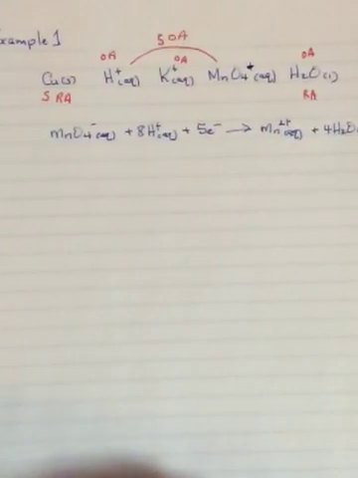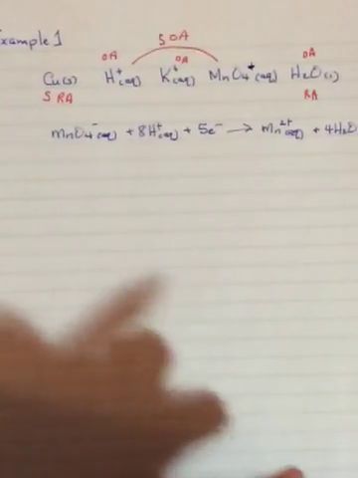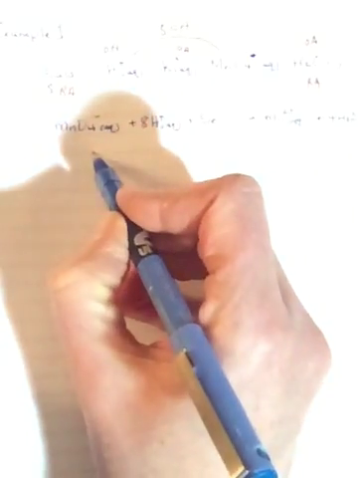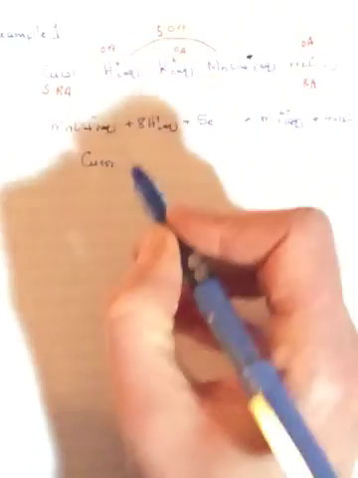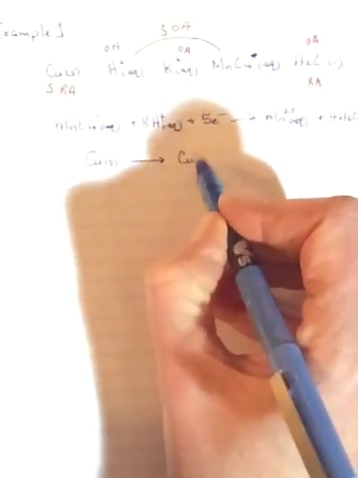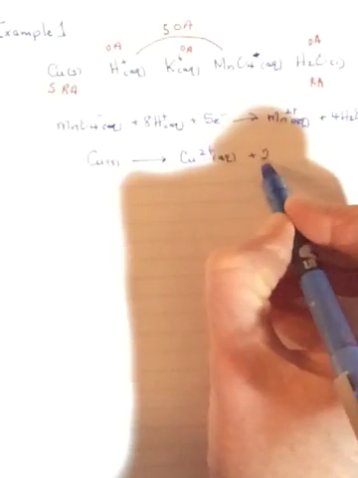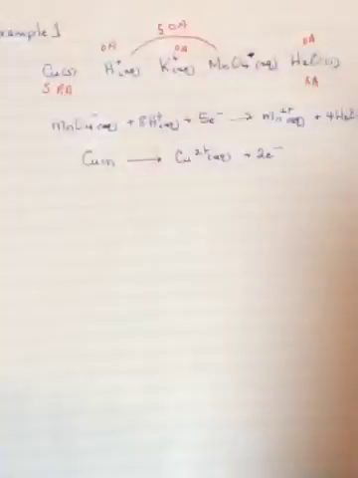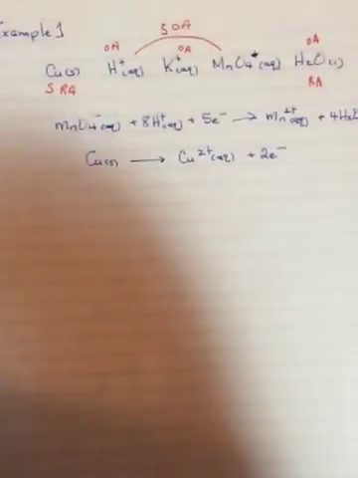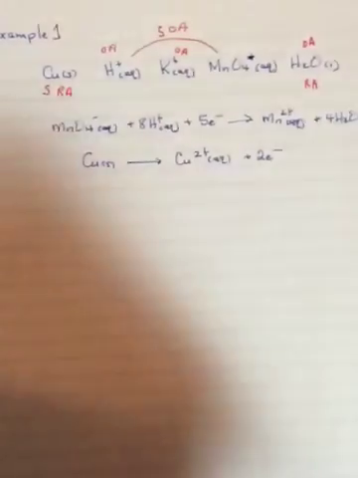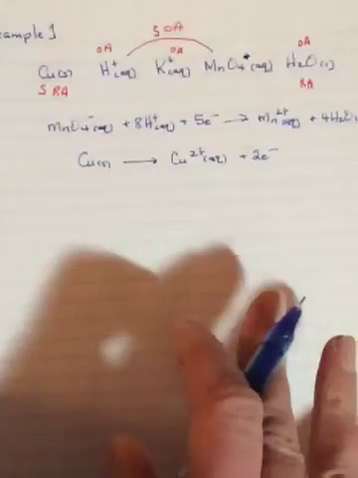The second one is with copper. And now it's the copper solid that we have. So even though it's written the other way around in the chart, we have to start with Cu solid, because that's what we have up here in our entities. So it's going to be Cu solid going to Cu2 positive aqueous plus 2 electrons. So you just write it in reverse. Notice on the table the arrows are going in both directions, so you can start on either side.